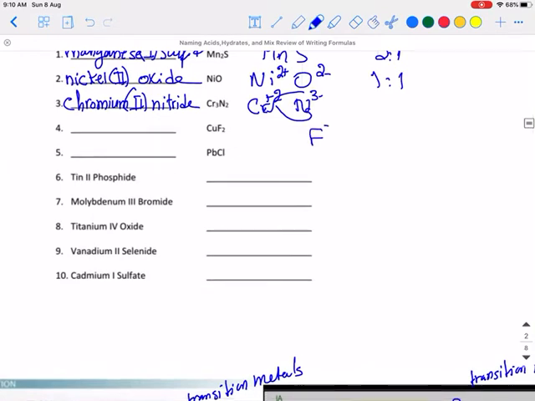CuF2: chlorine group 7, it has a charge of -1, and for the ratio to be 1:2, the charge here should be +2 because of the criss-cross. So this is copper, Roman numeral 2, fluoride.